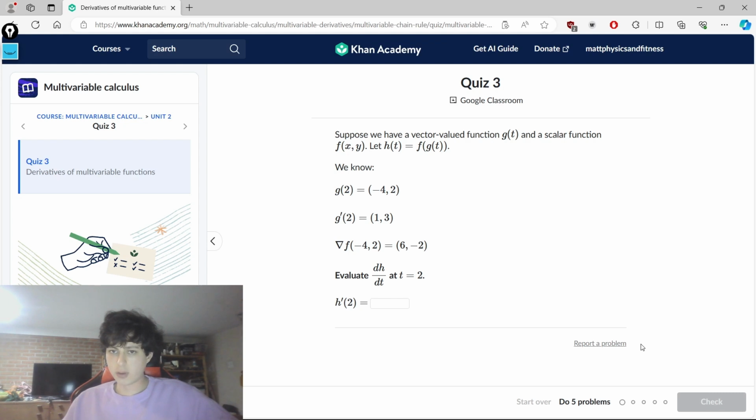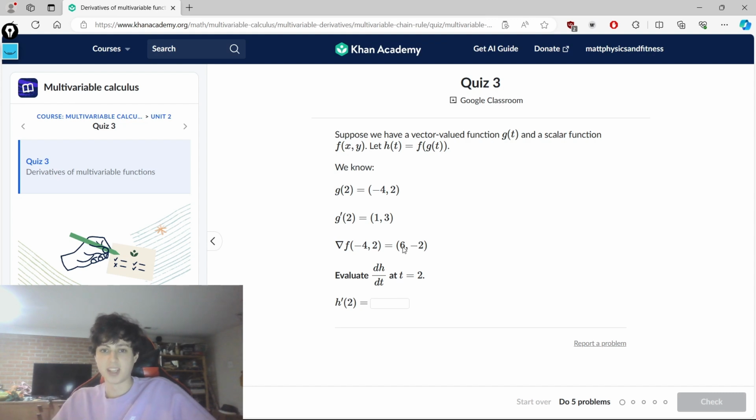Suppose we have a vector valued function g of t and a scalar function f of x, y. Let h of t equal f of g of t. We know g of 2 equals (-4, 2), g prime of 2 is (1, 3), and the gradient of f at (-4, 2) equals (6, -2). Evaluate dh/dt at t equals 2.